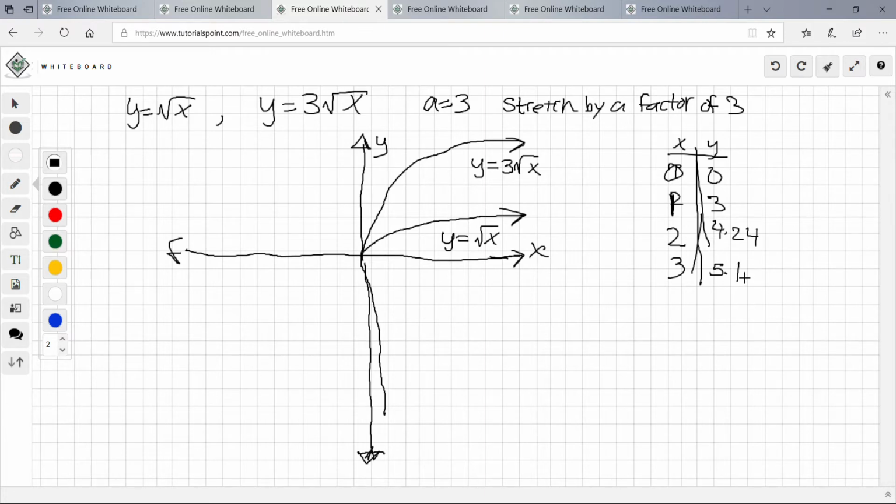So what you could do is just graph those points. So here's 0, 0, 1 and 3, 2 and 4.2, and 3 and 5.2, etc. But it's basically going to look something like this. It's going to be stretched by a factor of 3.